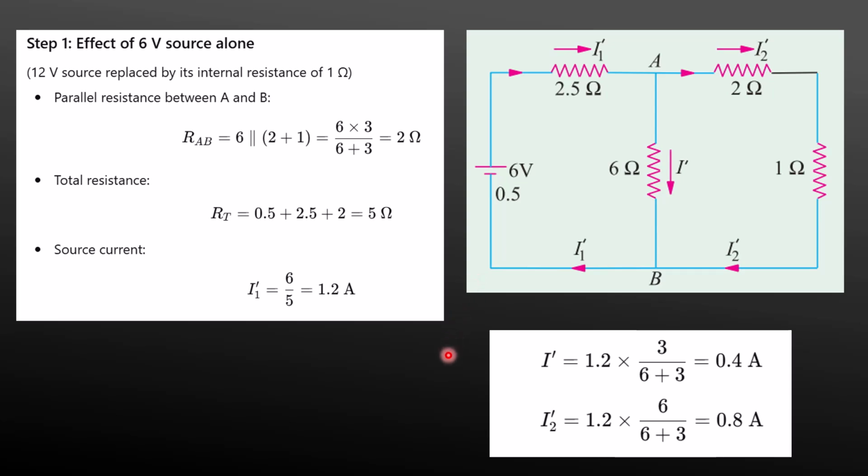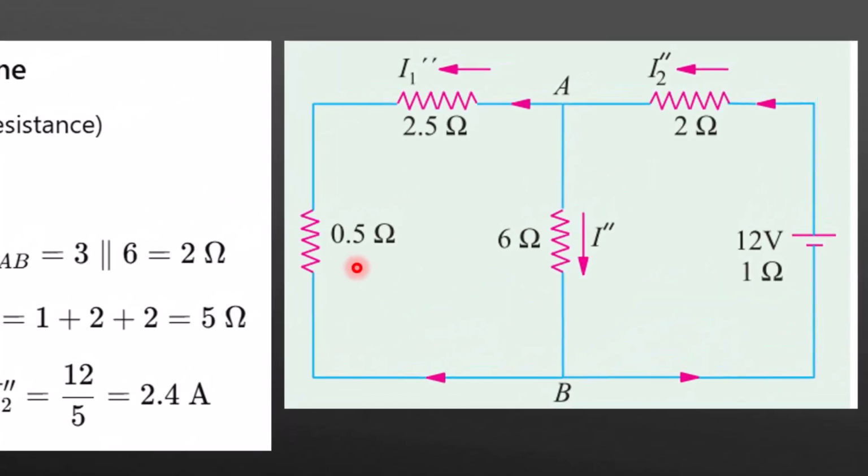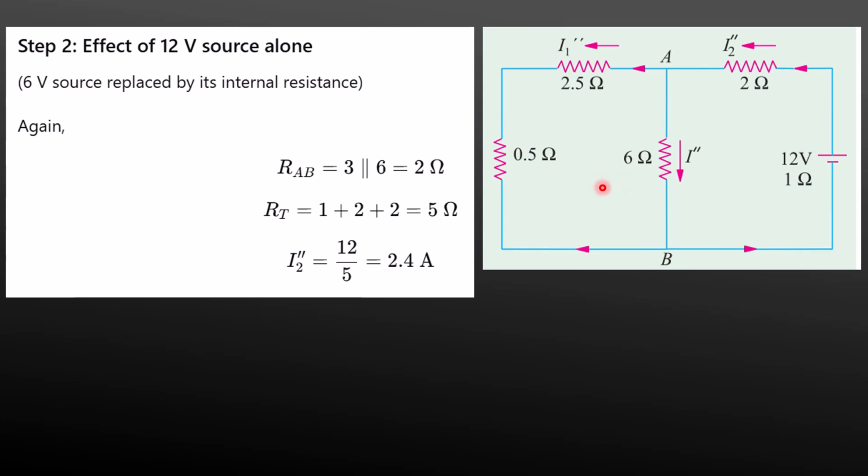In the next step, we will replace the 6 volt voltage source with its internal resistance, which is 0.5 ohm, and keep the 12 volt voltage source. Now again we will solve this network. Here 0.5 ohm is in series with 2.5 ohm, so the sum of the two resistances equals 3 ohm, which is then in parallel with this 6 ohm. So the equivalent resistance across AB is 2 ohm.